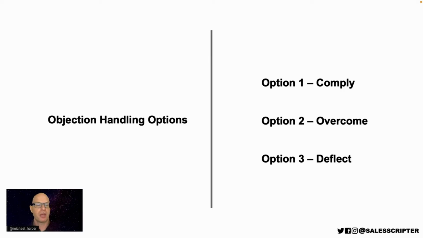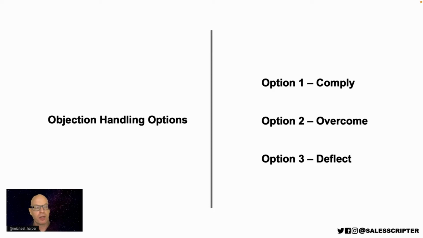My rule of thumb is after you've tried to resolve an objection 2 or 3 or 4 times, if you can't get around it, then you comply with it. And it's not to say that maybe the conversation or call ends there, but maybe you ask a different question or you try to go in a different direction. But after 2 or 3 attempts of trying to overcome or deflect an objection, if the prospect still has that, you comply and accept it and move on.